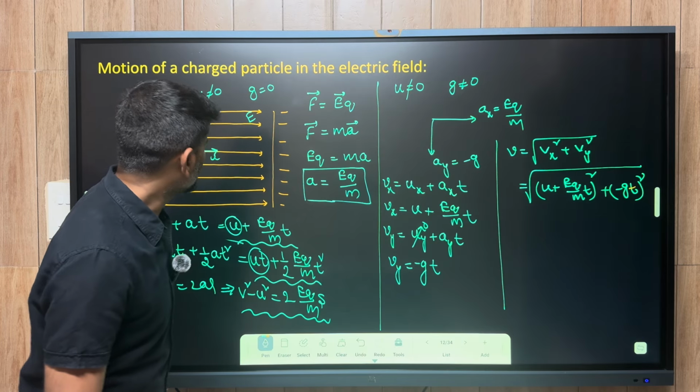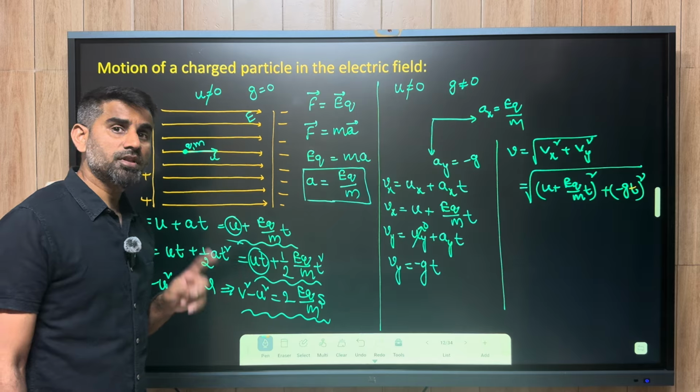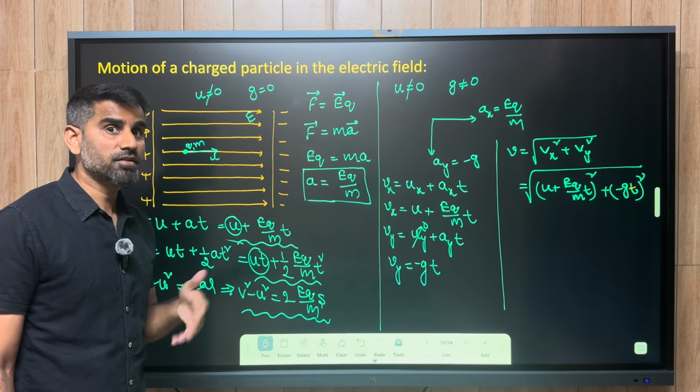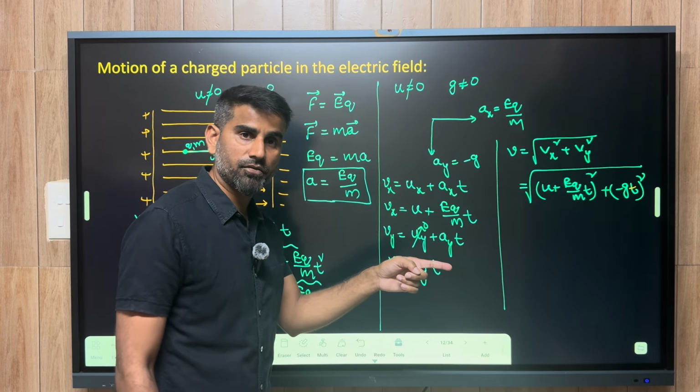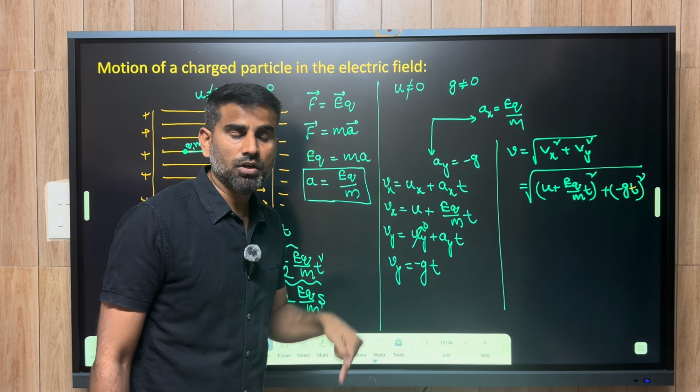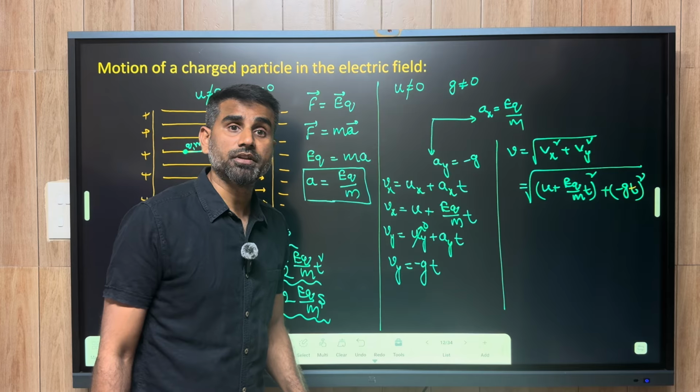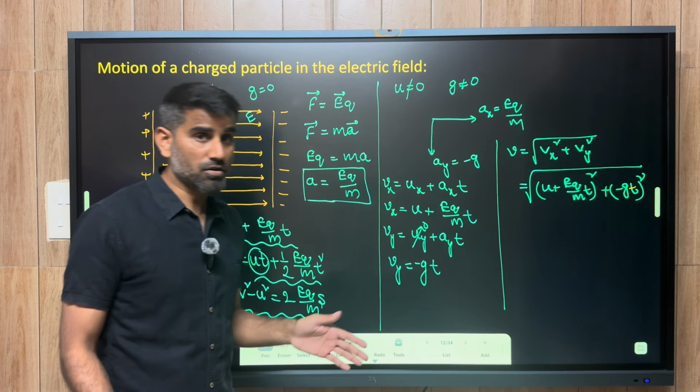Okay. So the question is, what would be the path of the charged particle? How does the charged particle move? Does it move along the straight line along the electric field direction, or does it move along the downward direction because of the gravity? No, it will not move in either of the directions.